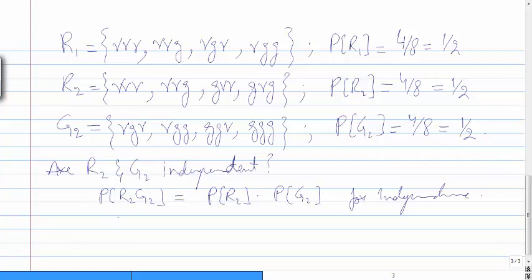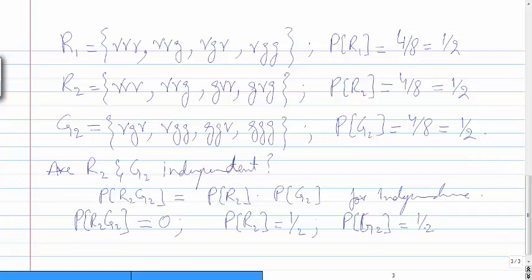Now in this case, if I calculate the probability of R2 G2, I have to look at those outcomes that are common to R2 and G2. There are no common outcomes, because R2 represents the second light and G2 also represents the second light. So this is equal to 0. Now look at the probability of R2, which we already calculated as 1 by 2. Similarly, the probability of G2 is also 1 by 2.